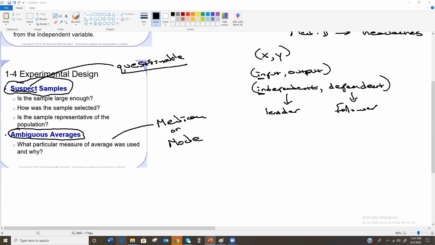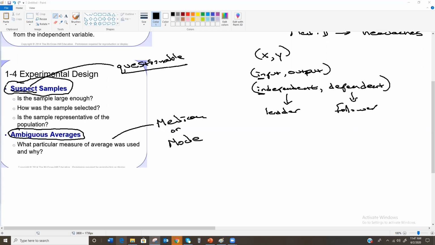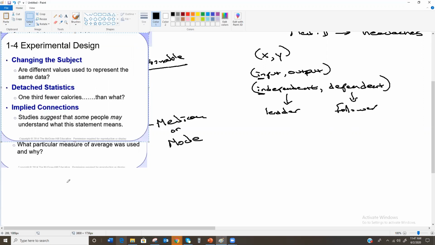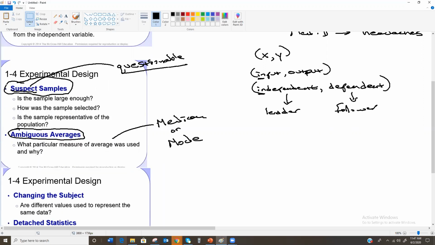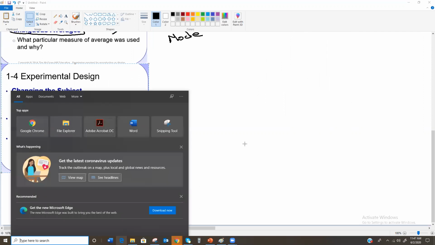A couple other things with experimental designs is when you change the subject, what is that?